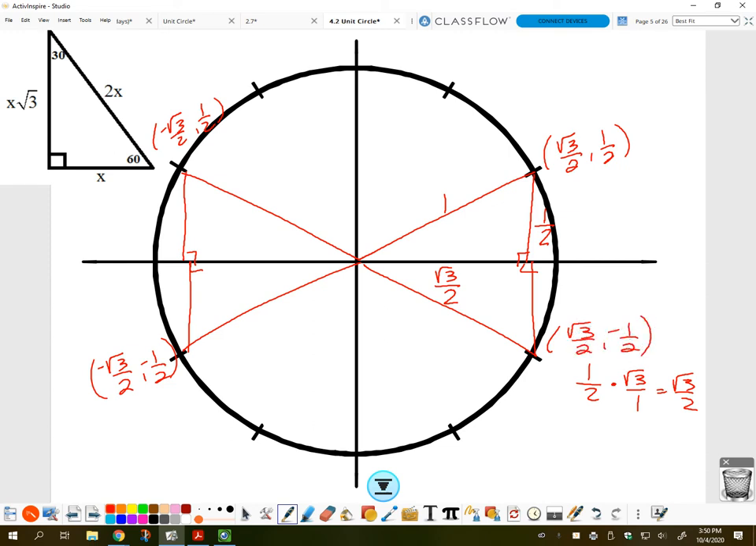So they all four have the same ordered pair. The ones close to the x-axis all have the same ordered pair. The signs are different depending on the quadrant that you're in. All right.